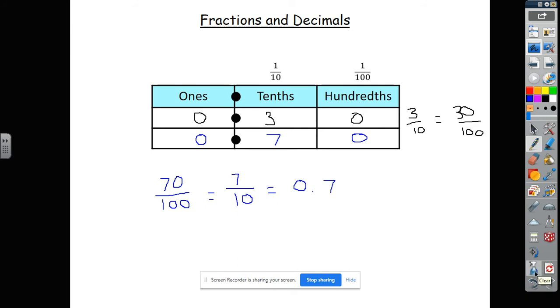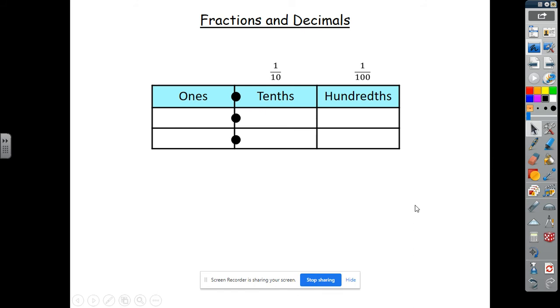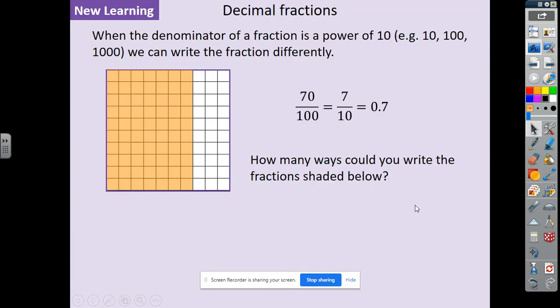Okay, we're now going to move forward and have a look at fractions and decimals. Here we're looking at the denominator of a fraction. We can only do this if the denominator is a power of 10, so if it's over 10, 100, 1000, and so on. So how could we write this?